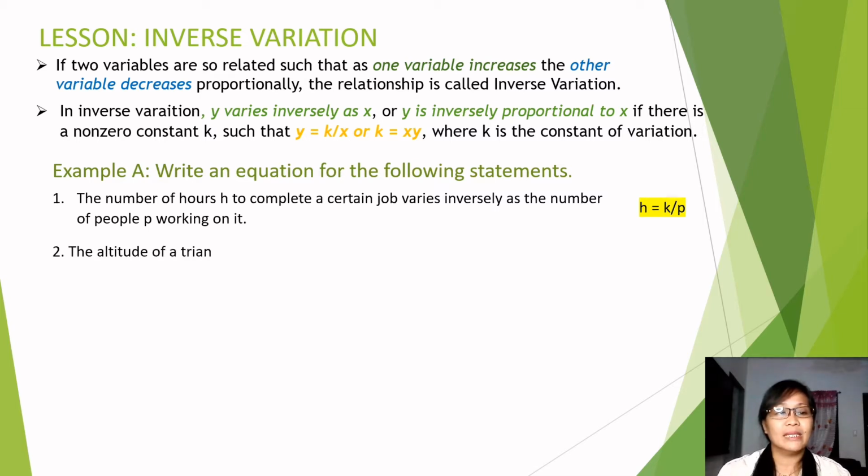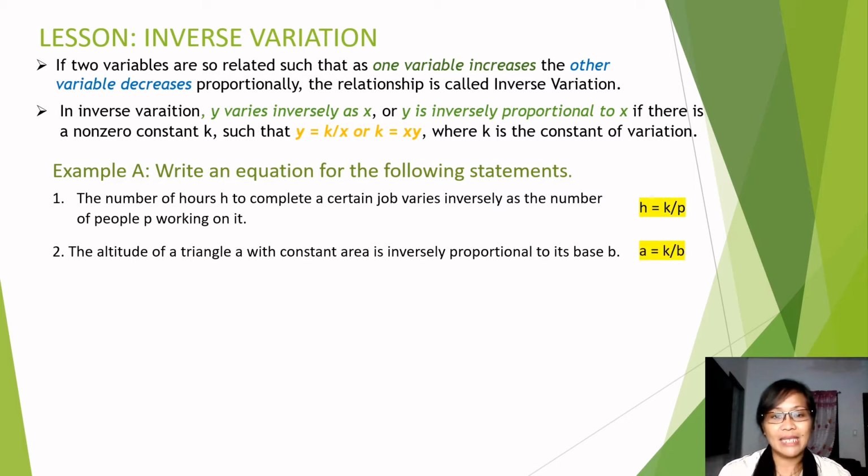Number 2, the altitude of a triangle A with a constant area is inversely proportional to its base B. So, we have A is equal to K over B. Kasi meron tayong A dito for the altitude and for the B base. Next, number 3. Air pressure P varies inversely for its altitude A. So, gaya ng sinabi ko, yung naunang binanggit na variable, yun din ang mauuna nating isulat. Therefore, we have P is equal to K over A.